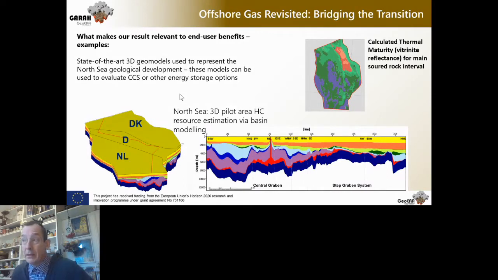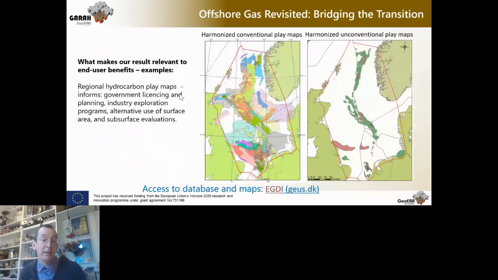We also made maps of and presented harmonized conventional play maps where most likely the conventional oil and gas is present. This is shown in the map to the left. And we also present harmonized unconventional play maps and a new assessment of this potential gas resource in the North Sea area. And this shows for the first time a harmonized map view of where hydrocarbons are most likely present in the North Sea.